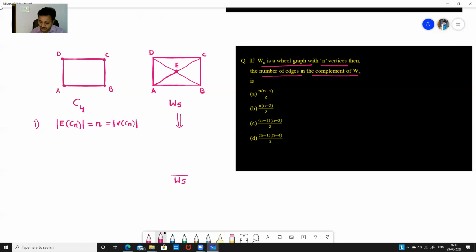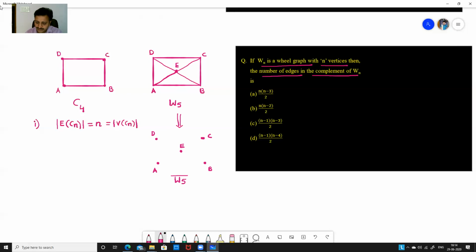So how are we going to construct a complement of W5? We can take 4 vertices, A, B, C, D, and in the middle we have E. The complement is nothing but, please look at here.